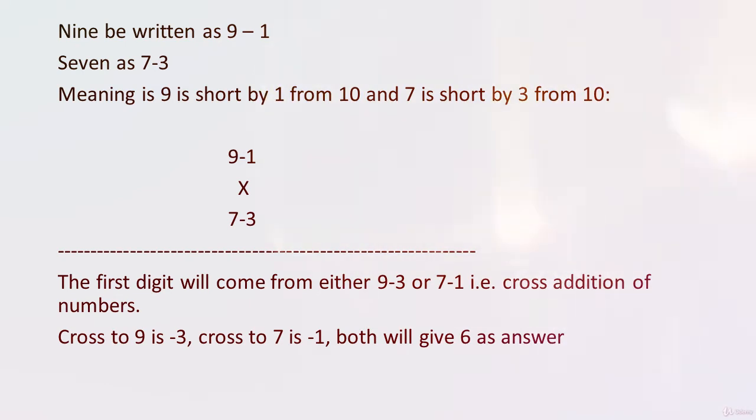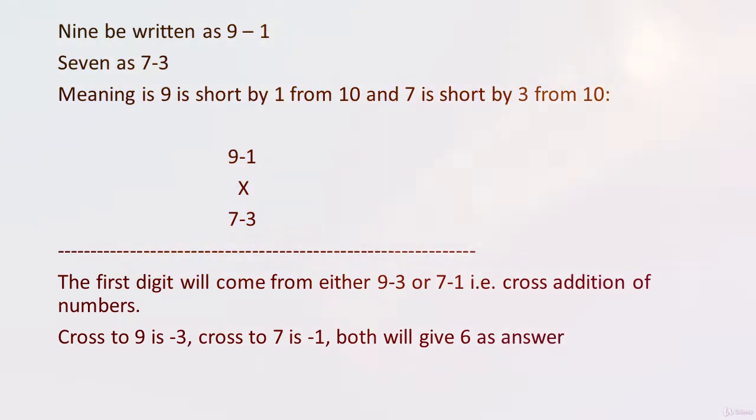And while multiplying, we put them below each other. We put a cross sign. This cross sign indicates the direction in which we have to do the addition, not the multiplication. We are going to add them up in cross manner to get our answers.